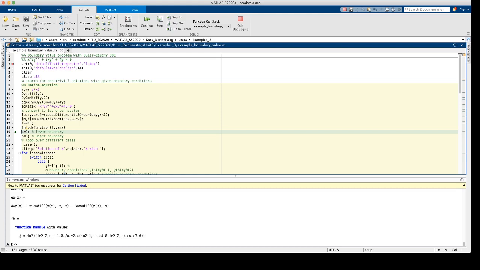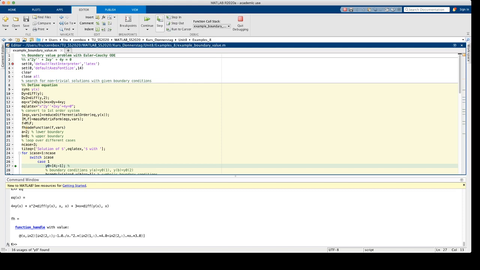Since we deal with a boundary value problem, we have to define the lower boundary. I've chosen a equals 2, and an upper boundary, I've chosen b equals 8. And now we are ready to loop over 3 different cases, 3 different types of boundary conditions. Let's start with the first one. We define two numbers, 4 and -1. We put them in the vector y0.